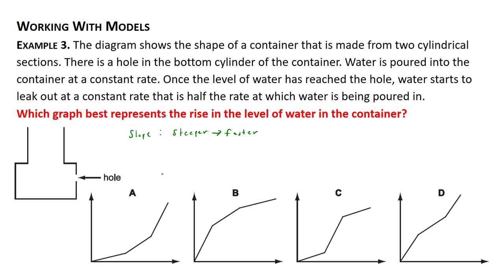So for example, if the rate at which we are filling the tank is relatively okay, our graph might look something like this. That means as time passes by, the water level rises. This is the height, the water level, and this is time. If we are filling the tank at a very fast rate, our slope will be steeper, something like this.